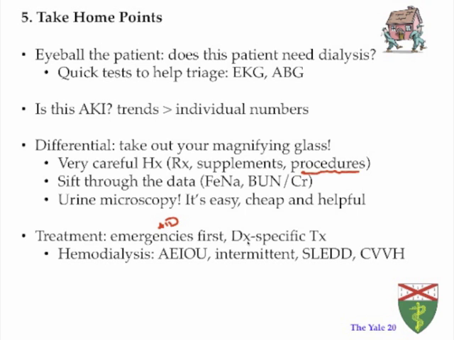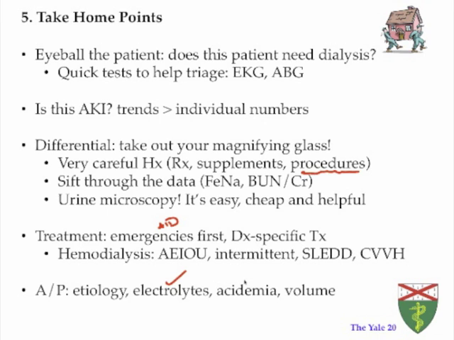These include monitoring for those hemodialysis criteria and includes the type of hemodialysis. Finally, when we're writing this patient up, we want to think about our etiology, but we also want to think of 3 general categories, including our electrolytes, our acidemia, and our volume, that we're going to be correct.